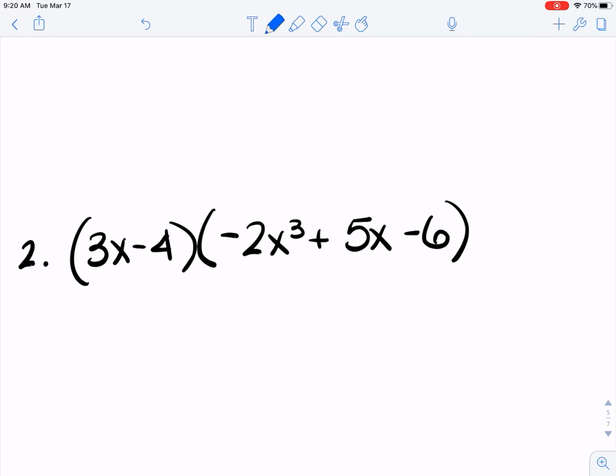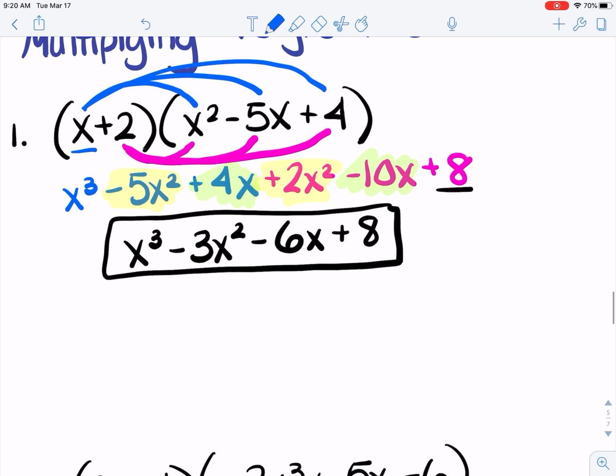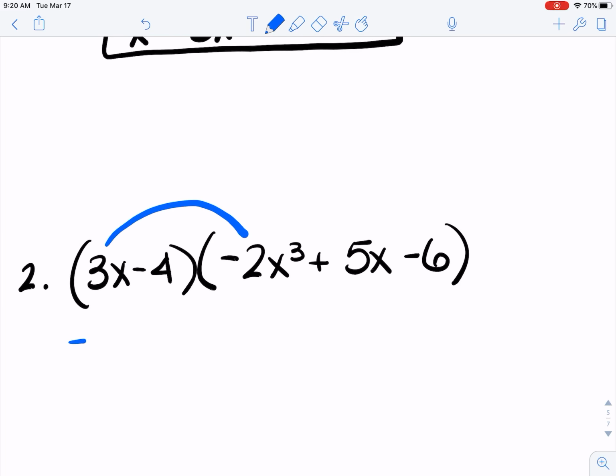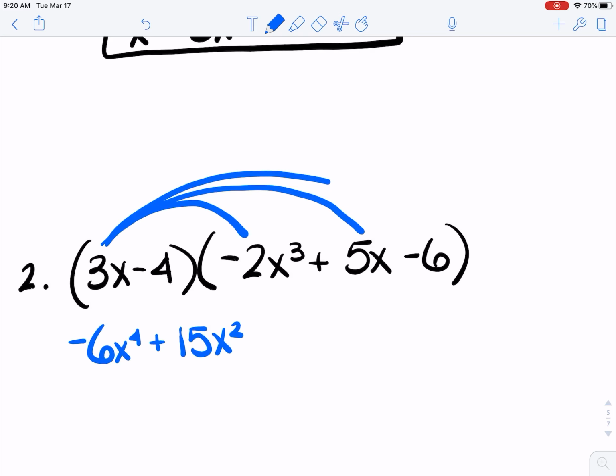All right. Here I have a binomial times a trinomial. Similar, that's exactly what I had in the problem above, but I do have this little negative sign right in there that I do have to pay attention to. All right, 3x times negative 2x cubed gives me negative 6x to the fourth. 3x times 5x gives me positive 15x squared. 3x times negative 6 is negative 18x.